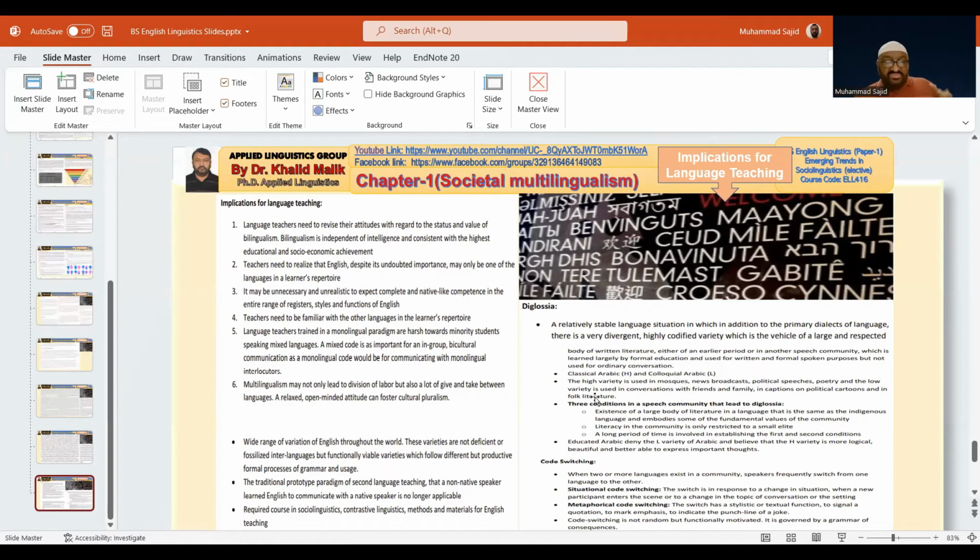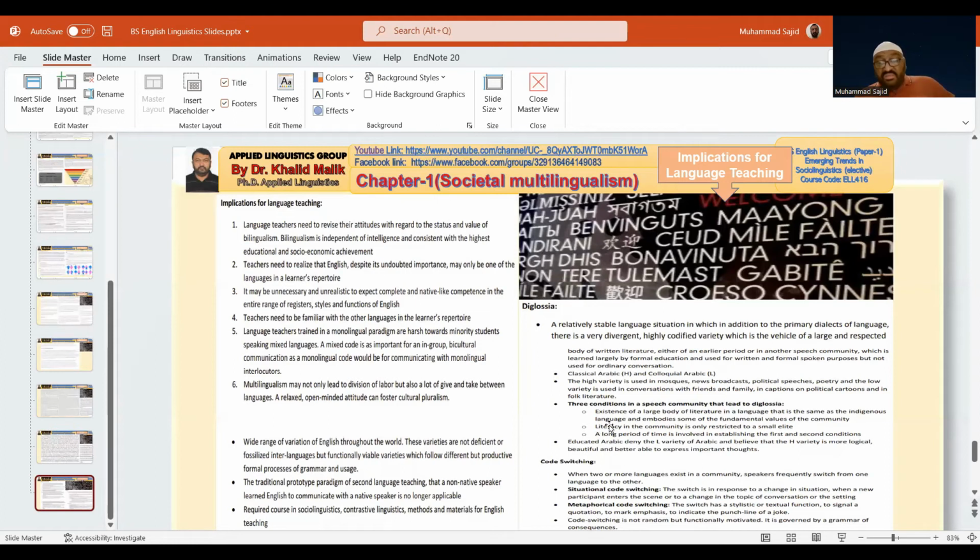Languages have some slight changes every 17 kilometers, as said by Noam Chomsky. The high variety is used in mosques, news broadcasts, political speeches, poetry, and the low variety is used for conversations with friends and family, in captions on political cartoons and folk literature. Three conditions in a speech community lead to diglossia. What are these three conditions?